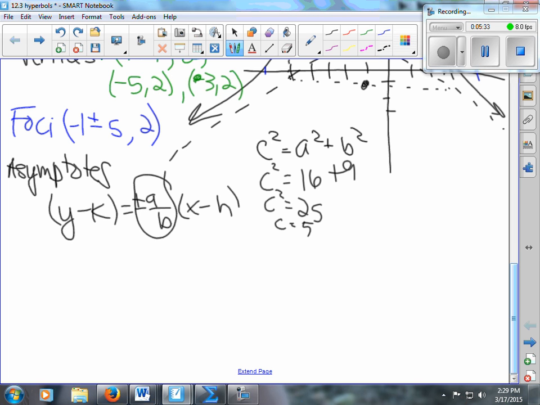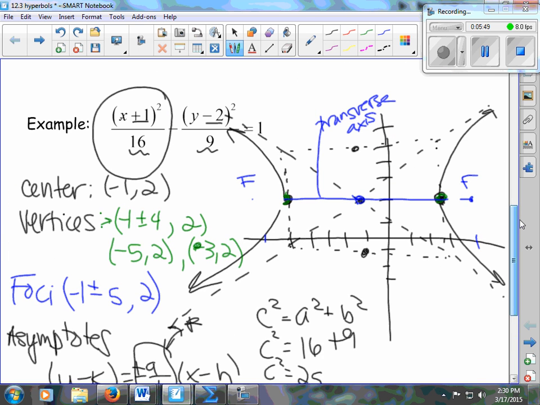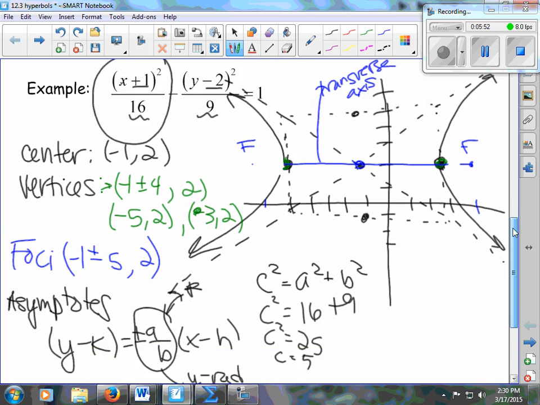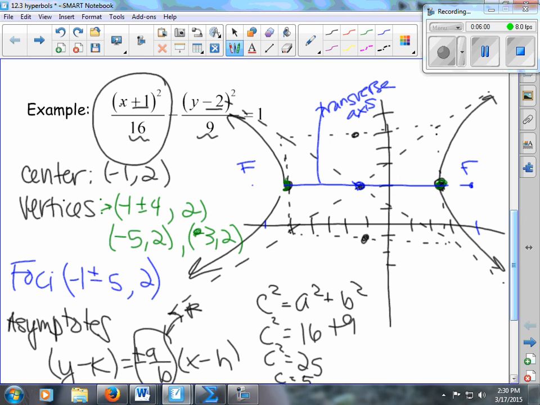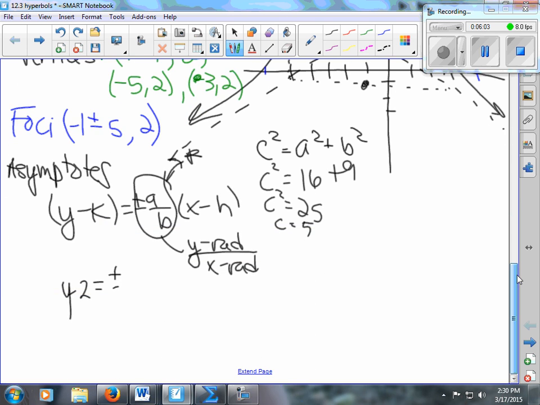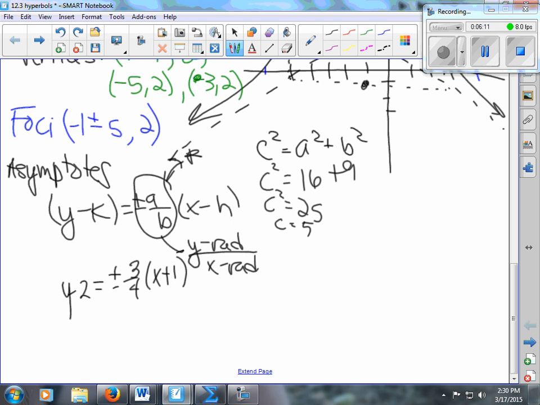Now, this a over b, it's not necessarily a over b. It's always y radius over x radius. Y radius over x radius. So in our case, for this particular picture, the equations of my asymptotes are y minus 2 equals plus or minus the y radius over the x radius. That's 3 over 4. So 3/4 times x minus, x plus 1. So x minus negative 1. These are the equations of the asymptotes.